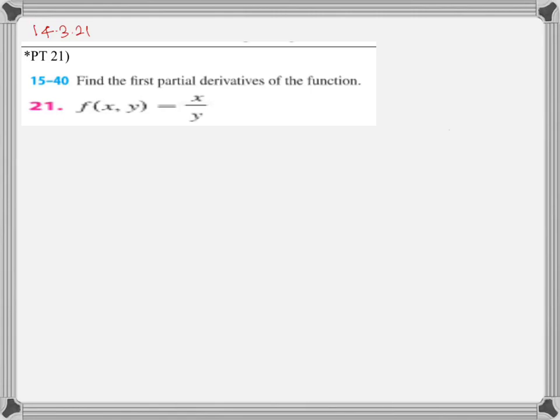Whenever you do the partial derivative with respect to x, you will keep y as a constant. When you do the partial derivative with respect to y, we will keep x as a constant.